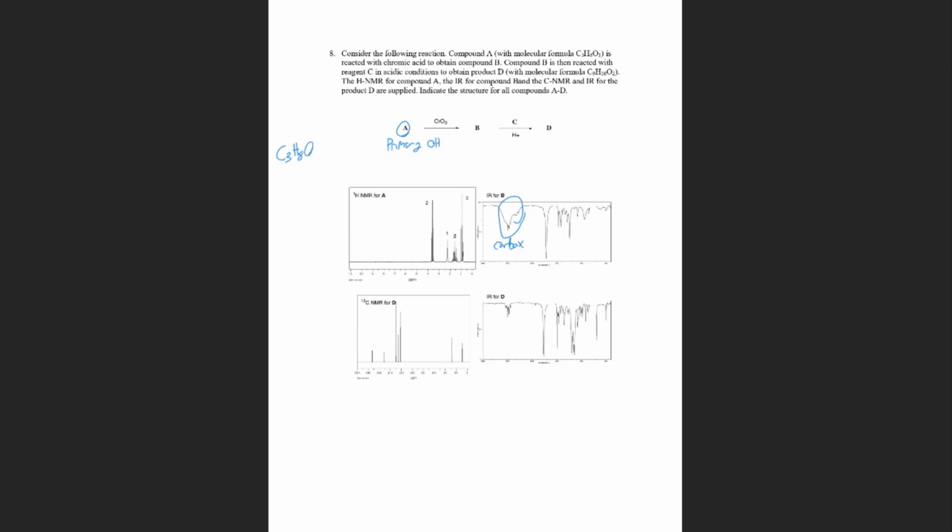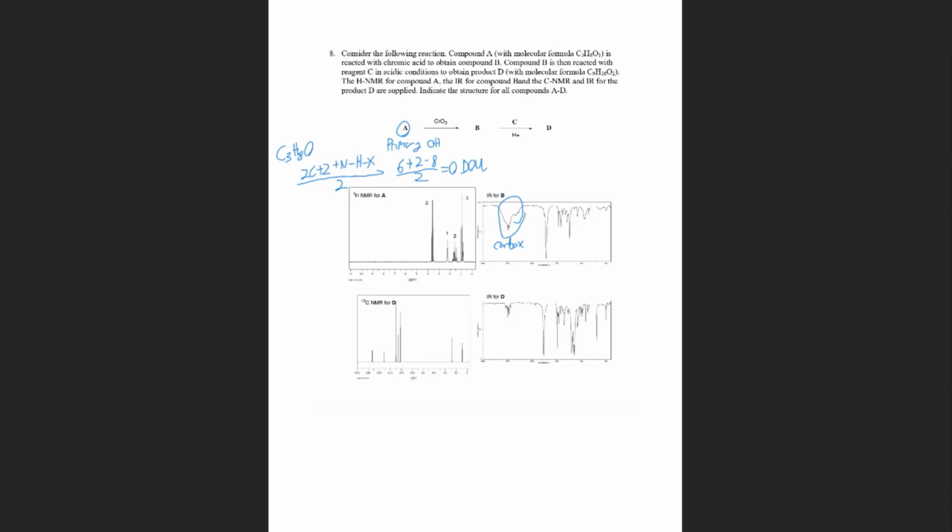H8O. So degree of unsaturation formula is 2 times carbon plus 2 plus nitrogen minus hydrogen minus halogen over 2. So for our example, we would have 2 times 3 is 6 plus 2. We've got no nitrogens. We've got 8 hydrogens. We've got no halogens. So it's going to be 0 degrees of unsaturation. So that means we don't have any double bonds. We don't have any rings.